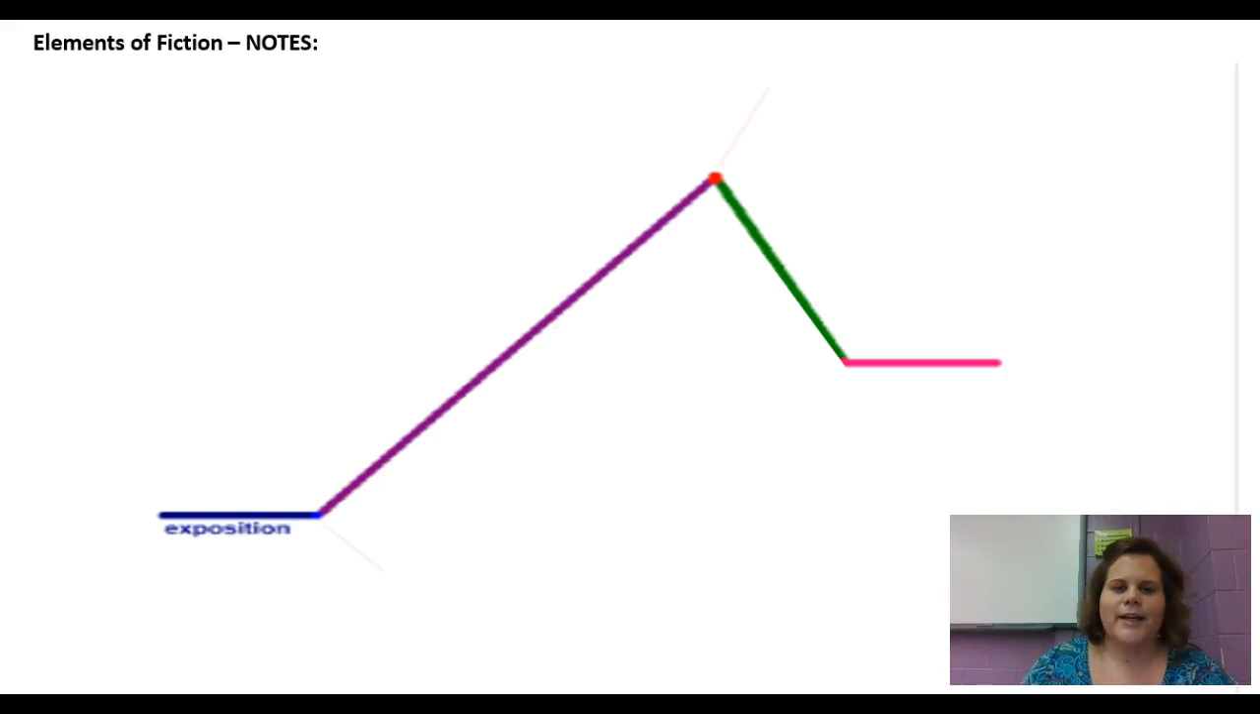The first part is called the exposition, E-X-P-O-S-I-T-I-O-N. Exposition is kind of your baseline, nothing's really happening yet. The moment that the conflict starts to happen, the moment that it increases in suspense, is called the initiating event. I-N-I-T-I-A-T-I-N-G. Initiating event.